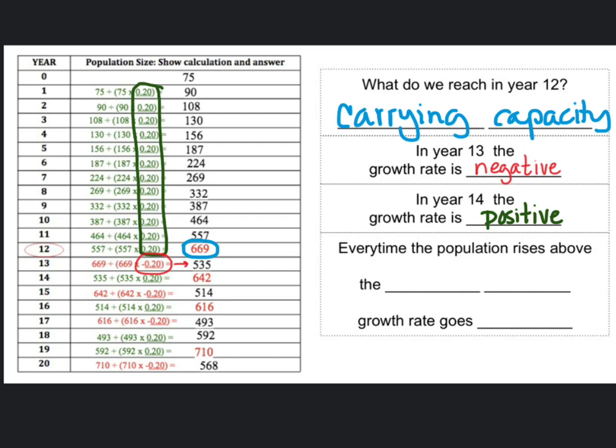And guess what? In year 14, the growth rate is positive again. So every time the population rises above the carrying capacity, the growth rate goes negative. It doesn't necessarily last long. Very often we have 1 year with a negative growth rate, we drop below carrying capacity, and it's followed by a year with a positive growth rate. But we really just can't support more than 600 rabbits in this ecosystem.